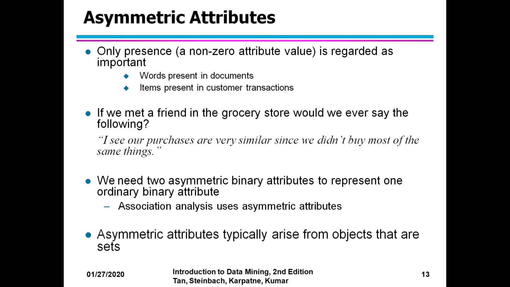If you met a friend in the grocery store, would you ever say, for example, I see our purchases are very similar, since we didn't buy most of the same things? So we need two asymmetric binary attributes to represent one ordinary binary attribute. Association analysis uses asymmetric attributes, which we are going to cover in module number 3. Most of the attributes we are going to use there are asymmetric attributes.